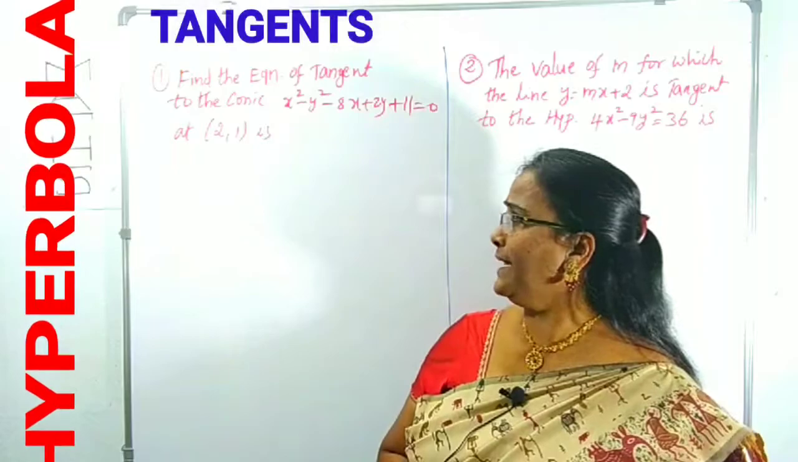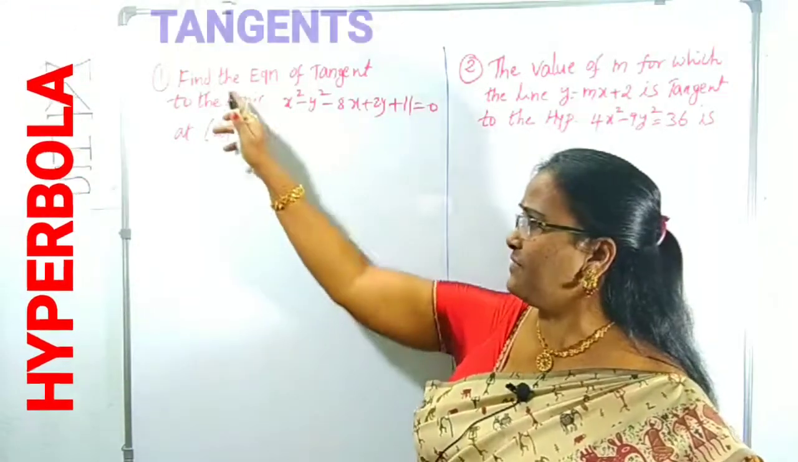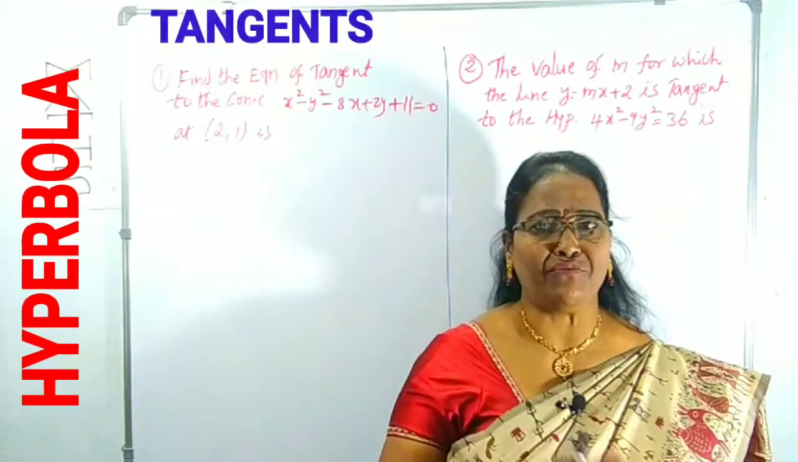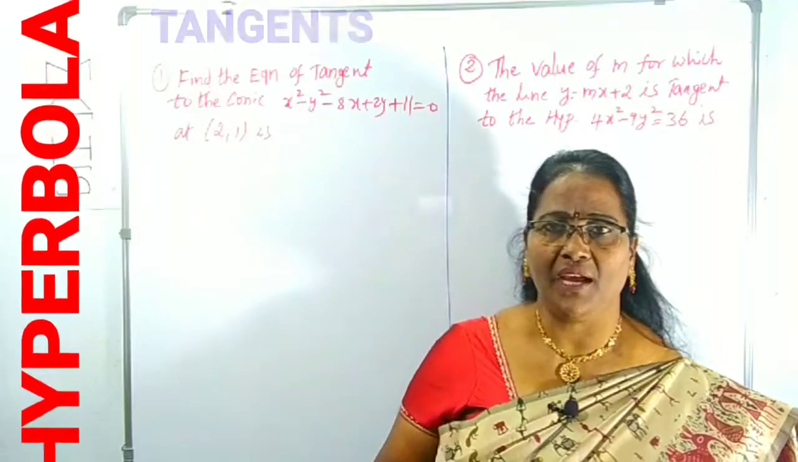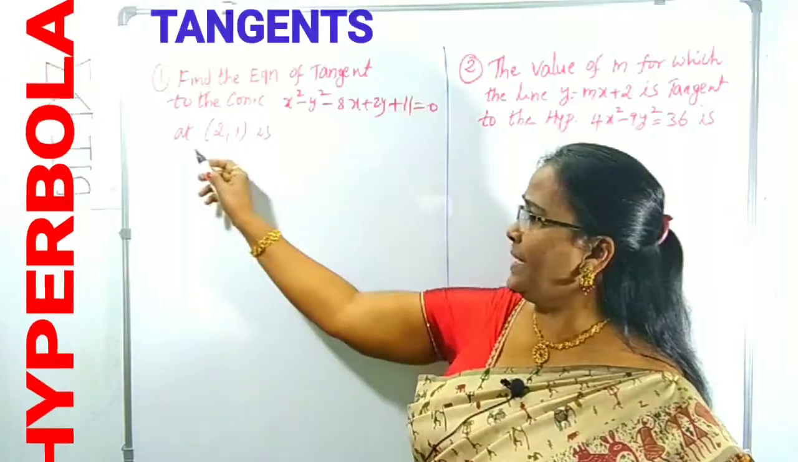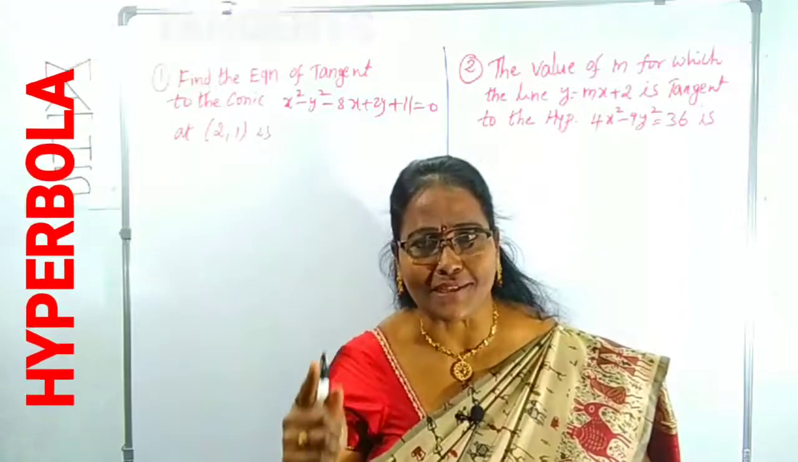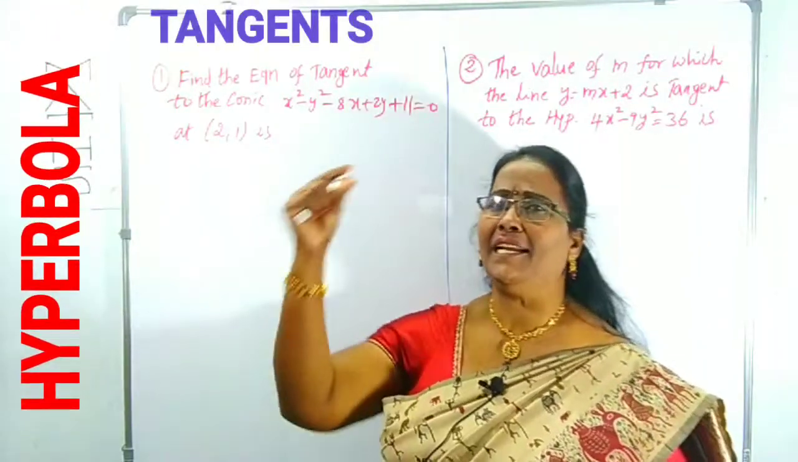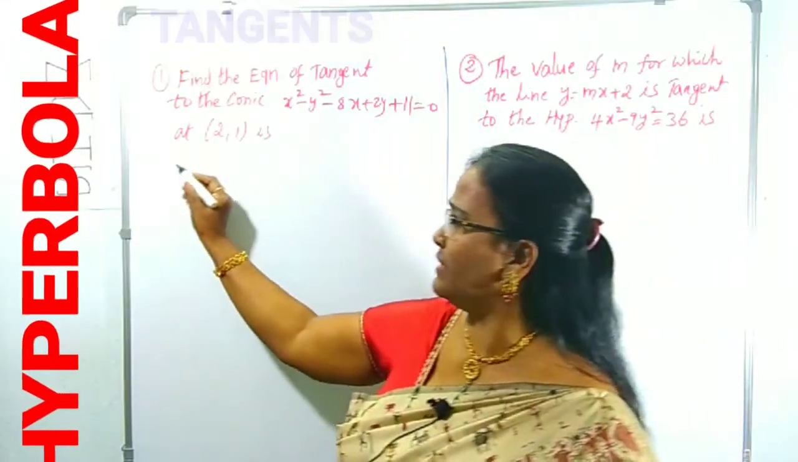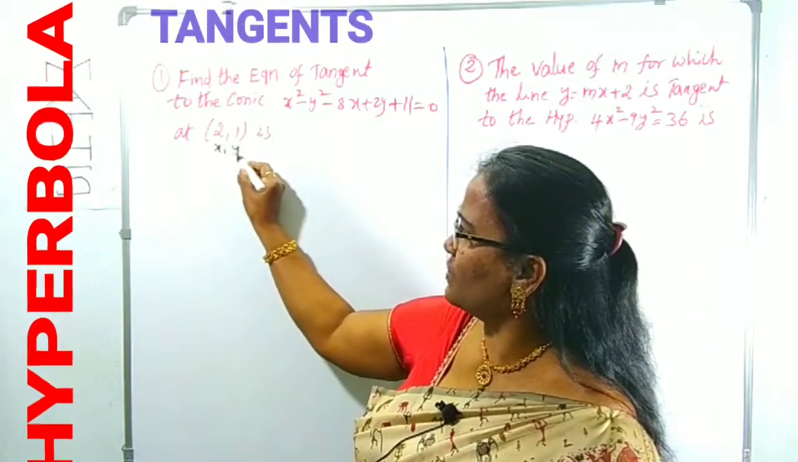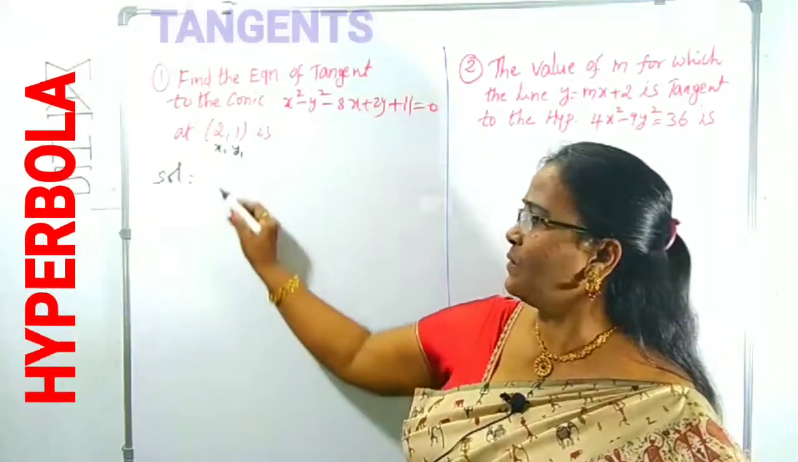1. Find the equation of tangent to the conic. What is the first sentence? Equation of tangent to the conic. This conic is clearly a hyperbola. So at the point, what is the point here? (2, 1). It is clearly asking for the equation of tangent at a point. What is the formula given? This point is taken as (x1, y1). So the equation of tangent at a point, what is that?